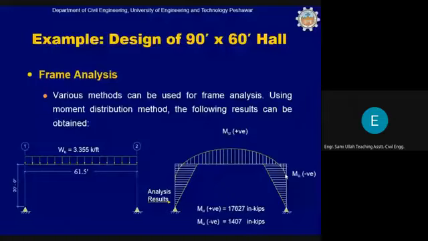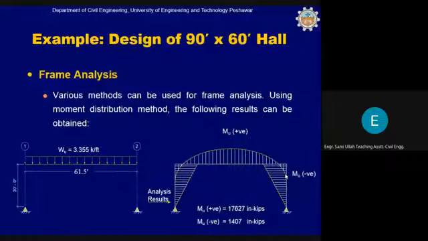Okay, and one other thing you should note down, that whenever you do approximate method of analysis, you use the interior distance between the interior faces of the supports, the internal distance. And whenever you do the exact analysis like this one, then you should use the center to center distances. If you look at this case, we have used 61.5 feet center to center distance. In the previous case, we used 60.5 feet distance for the analysis.